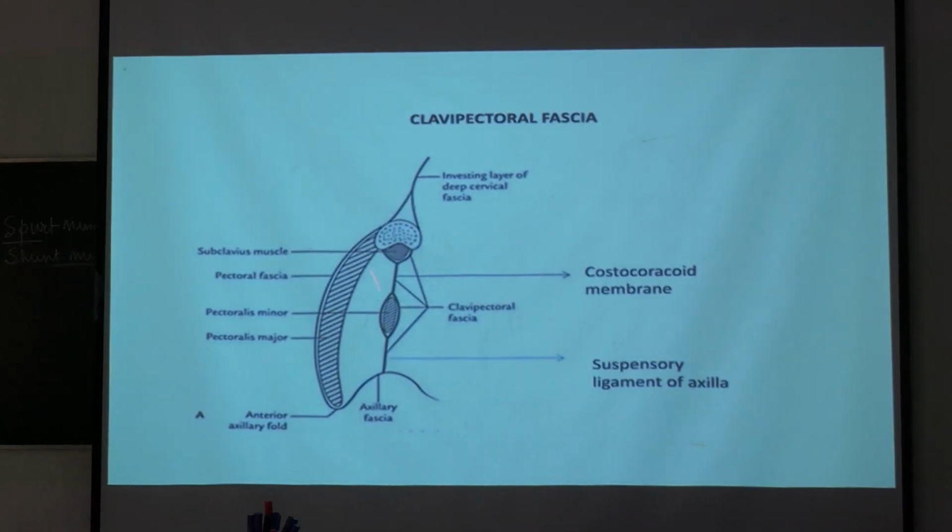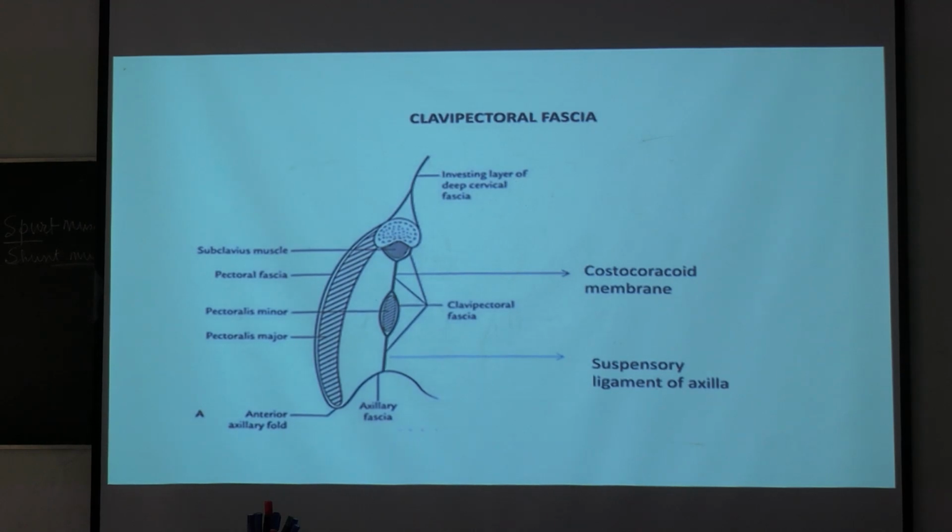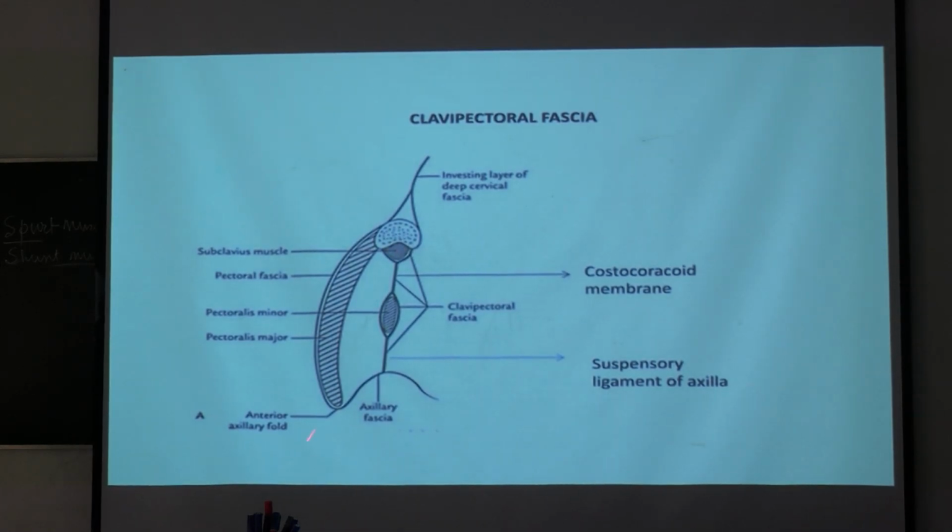So you practice a schematic diagram like this. See, this is a section of the clavicle. This is a longitudinal section. The clavipectoral fascia comes as a short note in your theory question, so that's why it is important. This is the deep fascia, the pectoral fascia covering the pectoralis major. This is the axillary fascia, the deep fascia of the axilla.